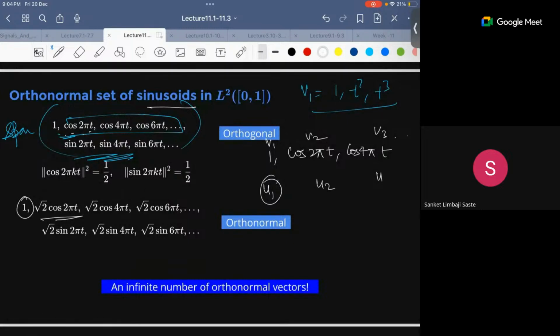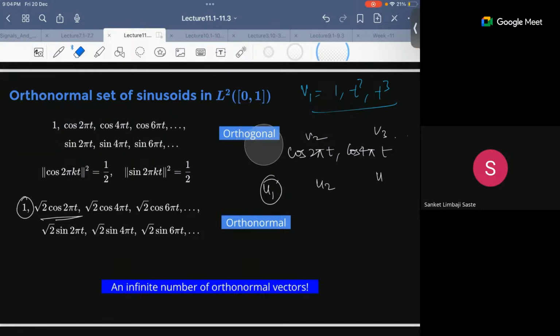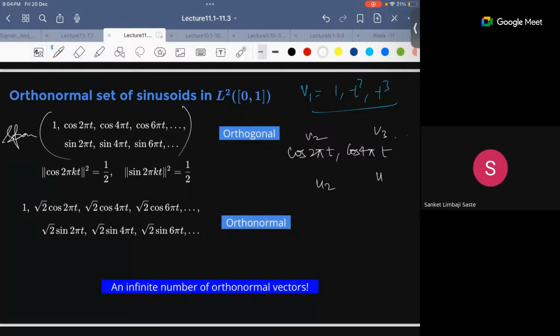See, for the sinusoidal signals, the best part is that whatever the span of all those sinusoidal signals you are using, they are already orthogonal to each other. So as these are already orthogonal, you just have to make them orthonormal. And to go from orthogonal to orthonormal, you just have to divide by what?